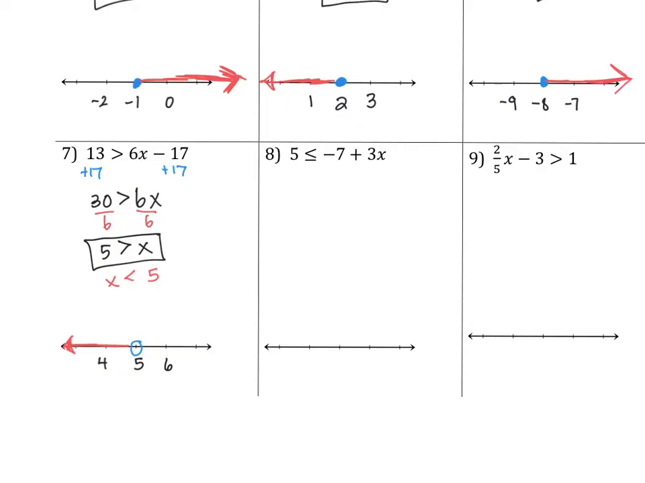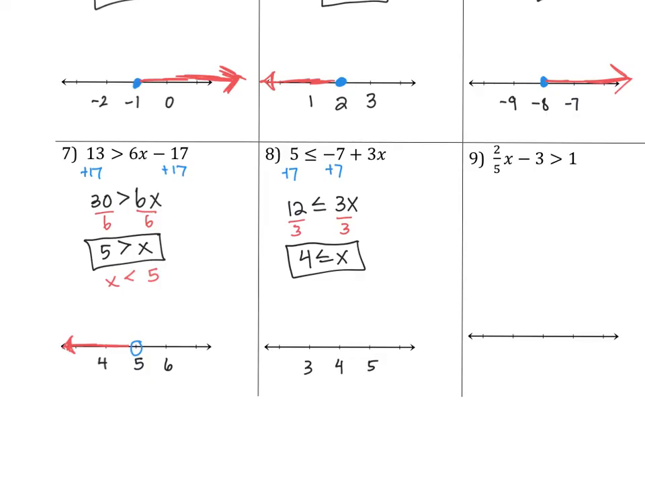Okay, 8 is also written backwards. If it bothers you, remember you can switch it, but if you switch it, you switch everything, including the inequality sign. I'm going to leave it alone, and then if it's a problem later, I'll switch it. Okay, 5 is less than or equal to negative 7 plus 3x. Okay, the x is isolated, so let me cancel the negative 7. Okay, and I'm not going to mess up the order. That's a positive 3x. Okay, now this is a perfect solution, and I didn't mess up the order. I didn't switch anything around.